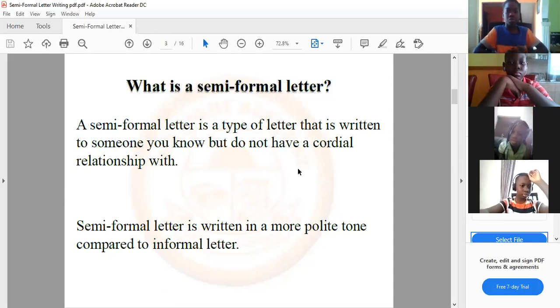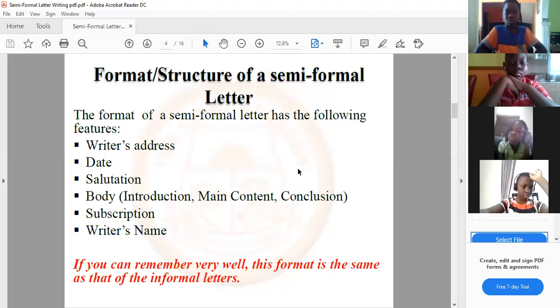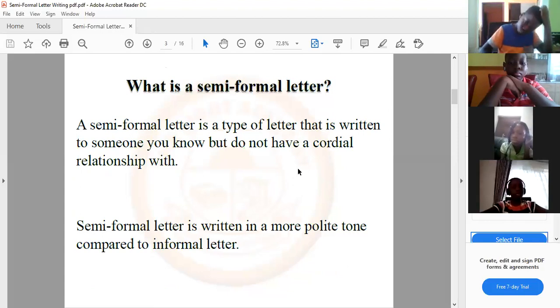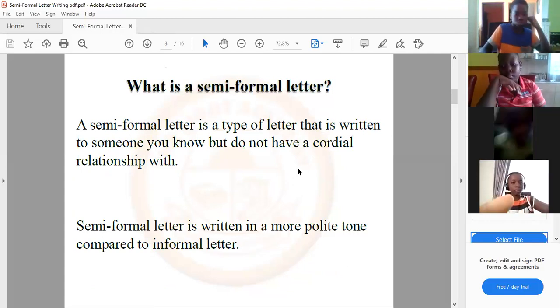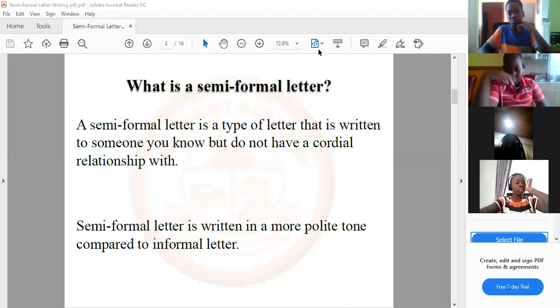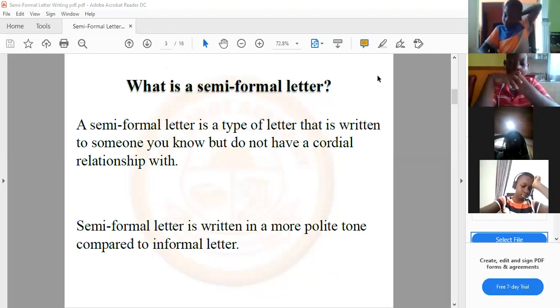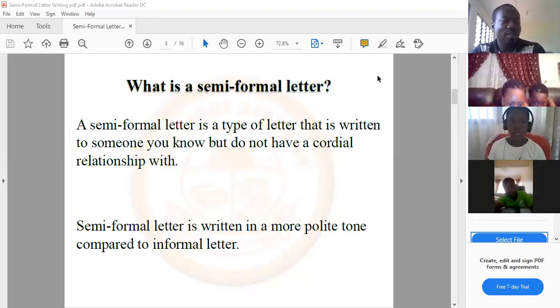Okay, so before I move on to the structure, I told you that this is the same as the informal, okay? I'll hide it and then I'll let somebody tell me chronologically, that is sequentially, from beginning to end, the steps in writing informal letters. I've told you that the steps are the same. So who can do that for me? If you can do that, raise up your hand. Okay, Godiva, I can see your hand over there.